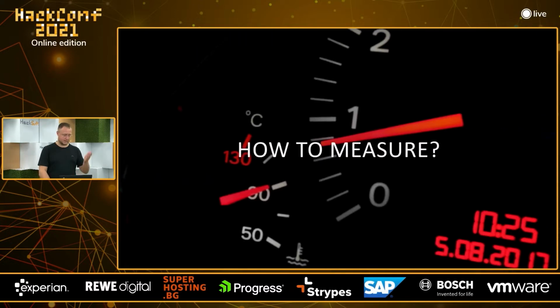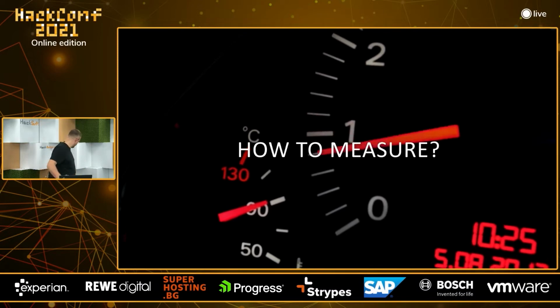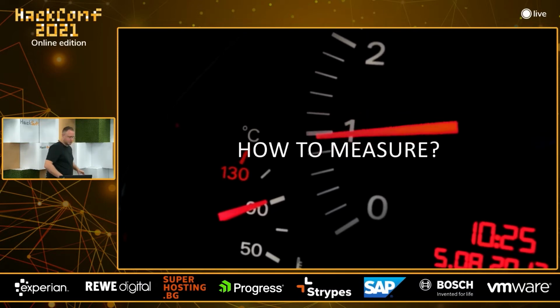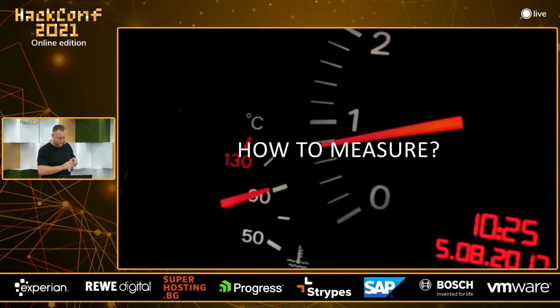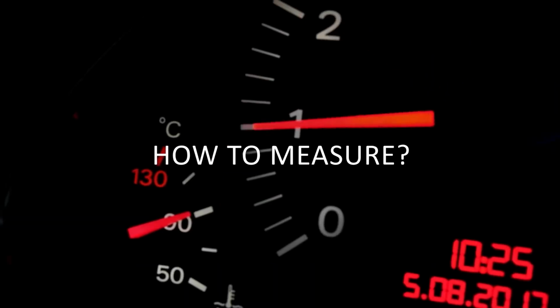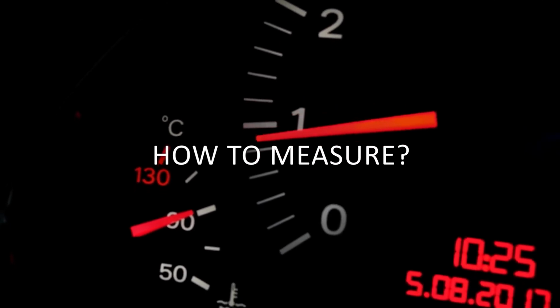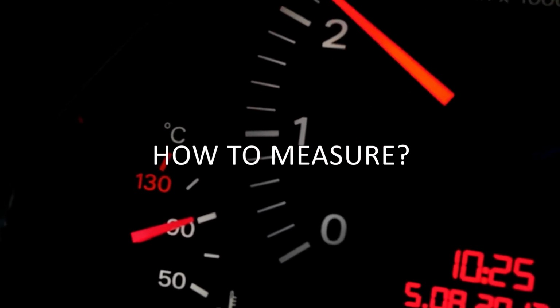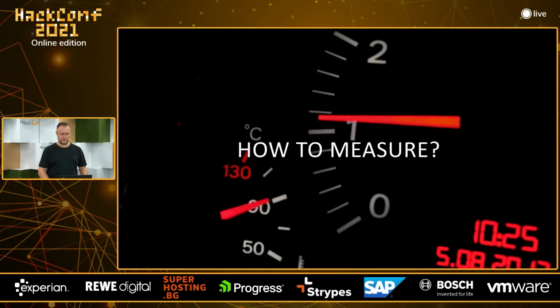Okay, so I spoiled the next slide already, but how to measure? How to measure is one of the most important things that we are going to learn today, because if you cannot measure something, you cannot improve it. So performance of a computer system is not constant. It needs to be monitored, it needs to be logged, and it needs to be checked regularly.